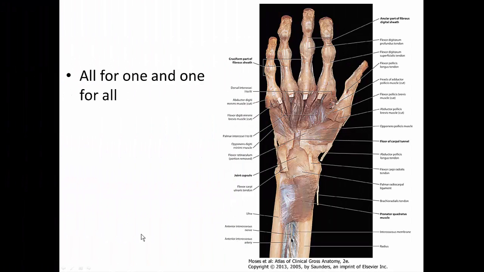Now let's start off with a handy little memory device, how to remember all the muscles of the thenar and hypothenar eminences. This here is not the Three Musketeers, all for one and one for all, no, but this is a mnemonic, which we can use, at least for me, it works pretty well. Let's see how it works.